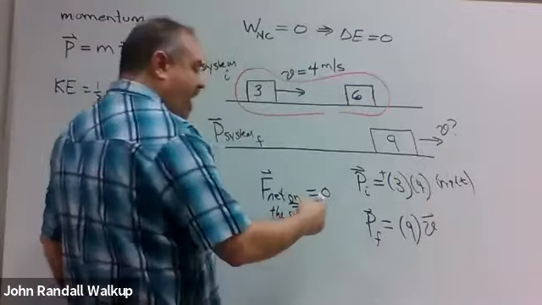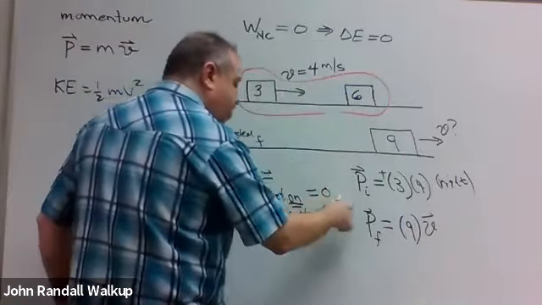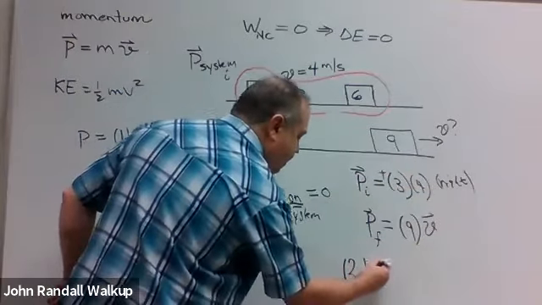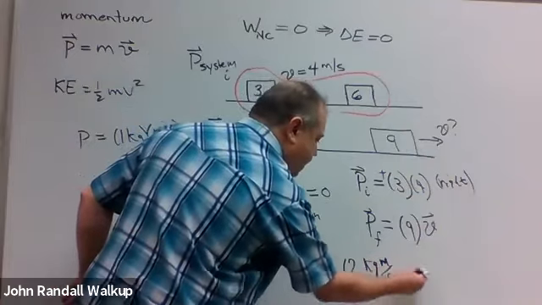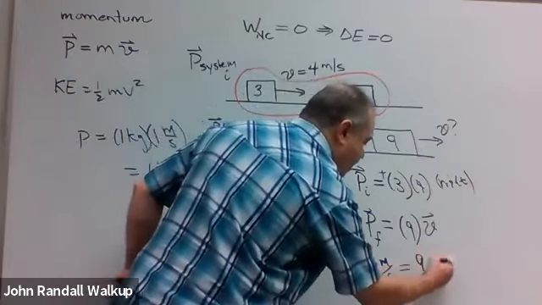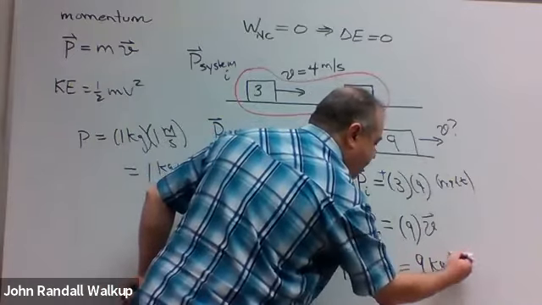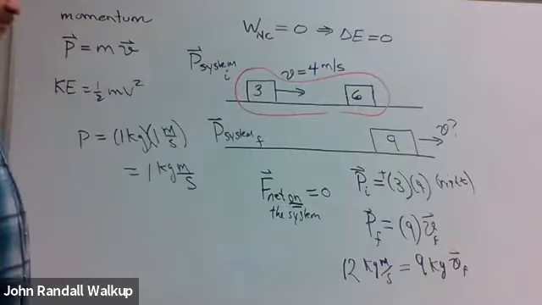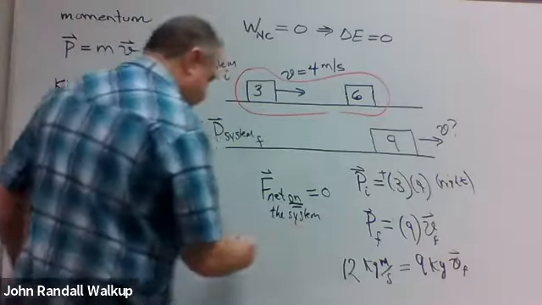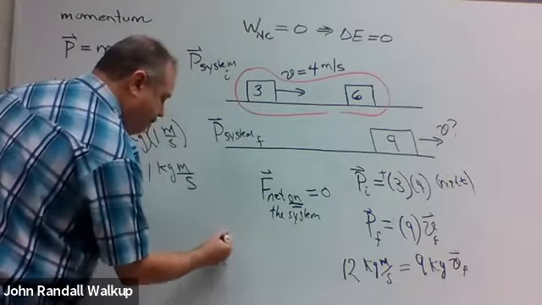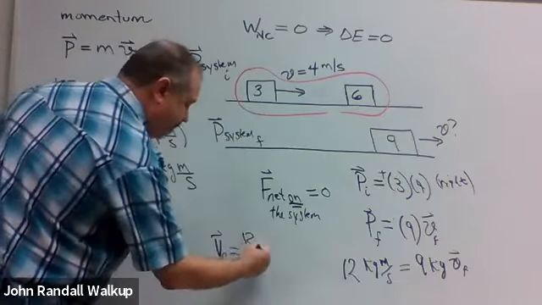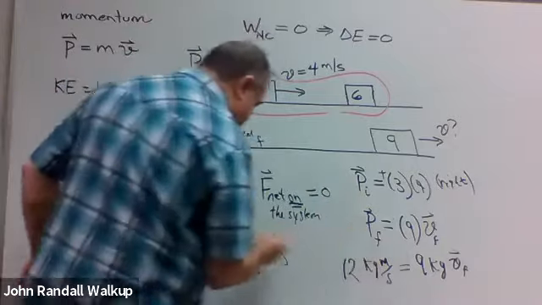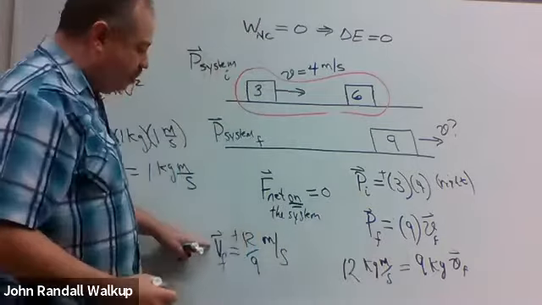So now what do we have? Because momentum is conserved, this must equal that. 12 kilogram meters per second must be equal to 9 kilograms times V final. And so we get that V final is 12 divided by 9 meters per second. Notice it's positive here. That means that our direction is to the right.